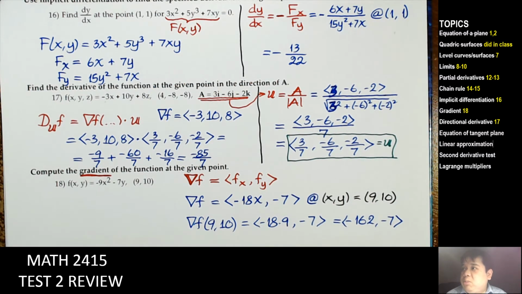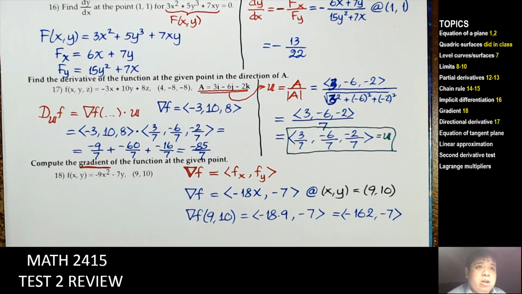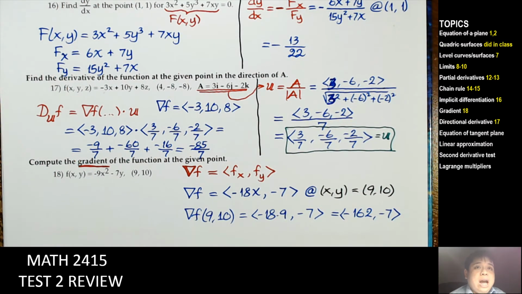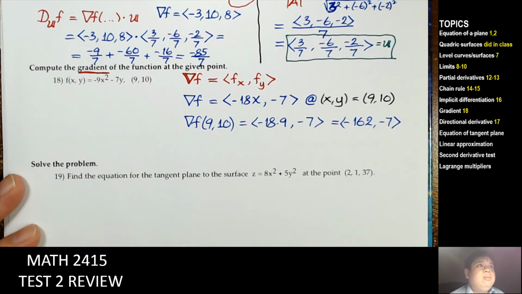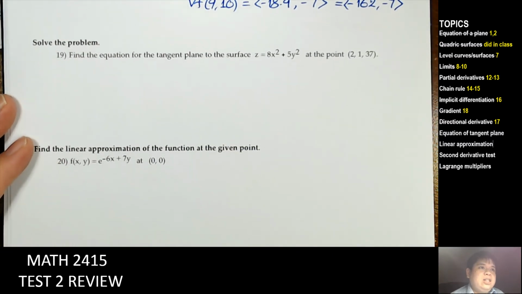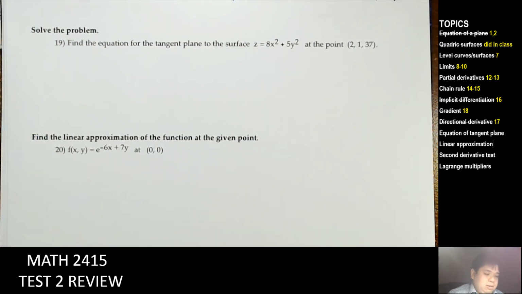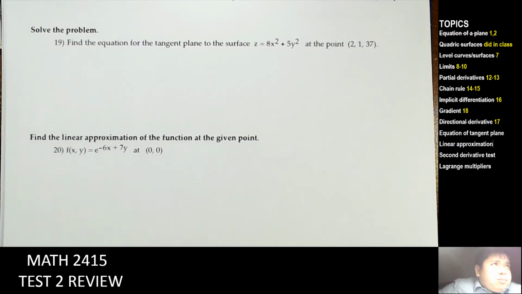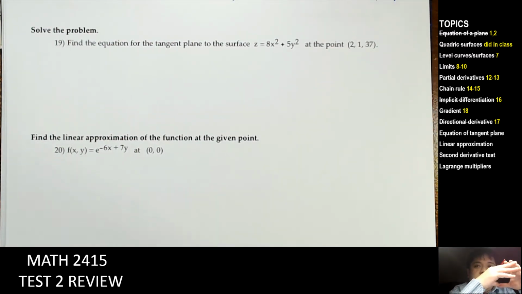Next we have the equation for the tangent plane and linear approximation. These two equations are actually the same, numbers 19 and 20. The equation of a tangent plane and the linear approximation will be the same because we use the tangent plane to approximate the values of a curve, which is the function.